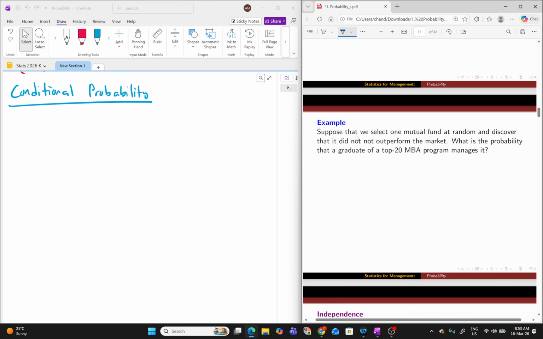Look at this example. Suppose that we select one mutual fund at random and discover that, I put this as example 1.